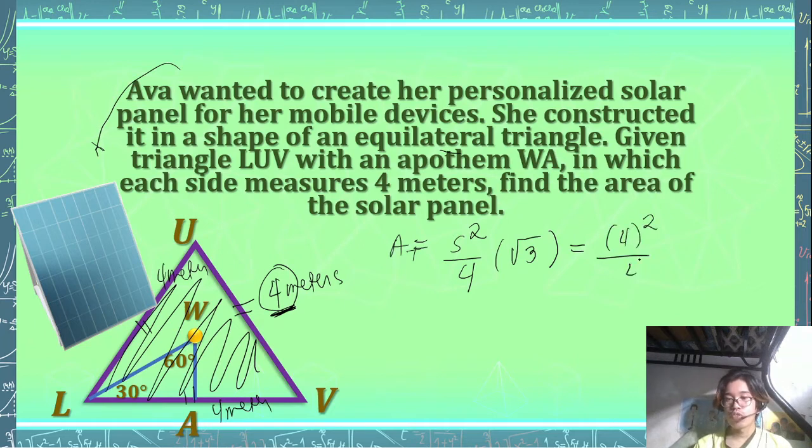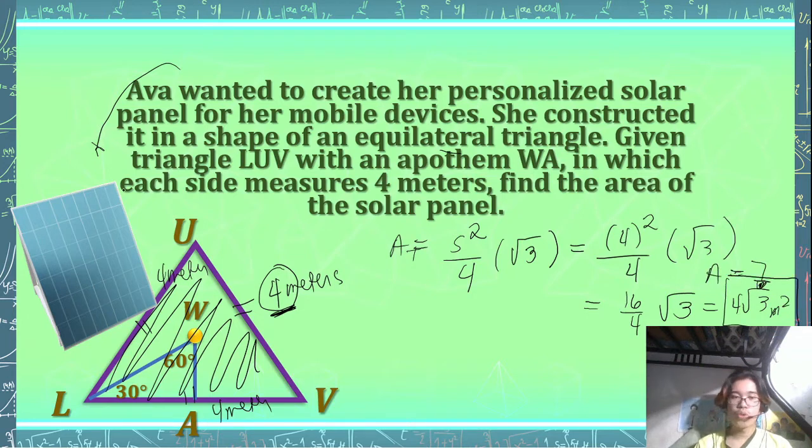So that's going to give us 4 squared all over 4 times square root of 3. And that should give us 16 all over 4 times square root of 3, which is equal to 4 square root of 3 square meters. Okay, so therefore, this is the area of our solar panel. It's 4 square root of 3 square meters. So let's try another formula.